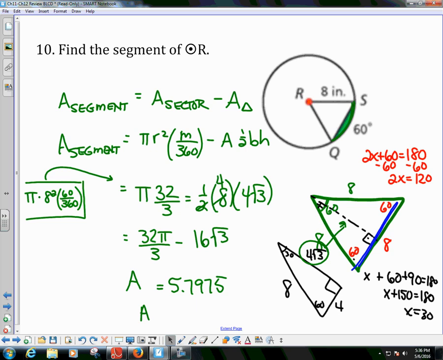Our direction said, in absence of actual rounding instructions, you round to the nearest 100th. So I look at my third digit, that tells me what to do with my second. 7 rounds up the 9, so this becomes 5.80. I put the 0 to say, yes, I considered this. And we are working with inches, so this is square inches.